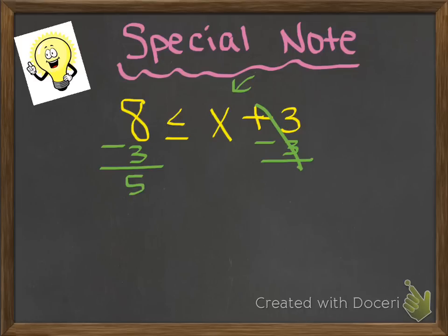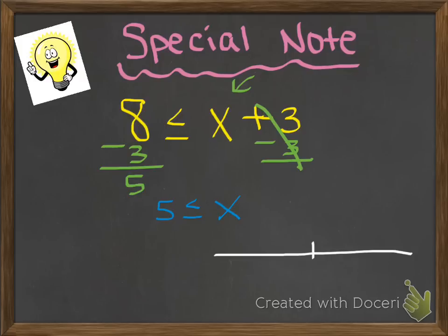8, and so we have 5 over here. So now we have to write down what we have left, which is 5 is less than or equal to x. Now this becomes kind of a tricky situation because when you go to plot this on a number line, you have to plot x. We're not plotting necessarily the 5. We need to know what x is, not what 5 is, if that makes sense.